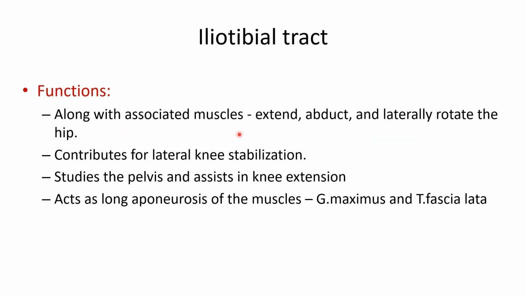The functions of iliotibial tract. Along with associated muscles, that is tensor fascia lata and the gluteus maximus, it can extend, abduct and laterally rotate the hip, and it can contribute to the stabilization of the knee, and it stabilizes the pelvis and assists in knee extension. So it acts as a common aponeurosis of muscles, the gluteus maximus and tensor fascia lata.